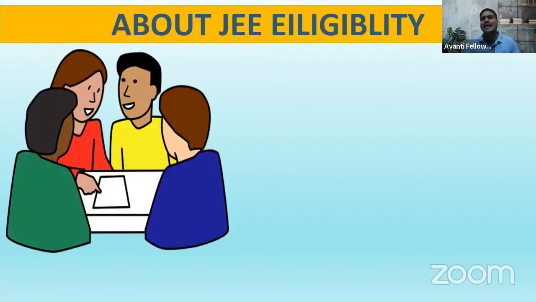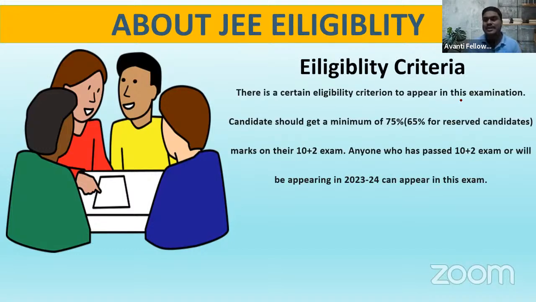Okay. So let's quickly see the JEE eligibility or NEET eligibility criteria. Who is eligible for this exam or not? The eligibility criteria is very simple. Candidates should get a minimum of 75%, or 65% for reserved category candidates, in their 10+2 examination. In your 12th class, you have to get a minimum of 75% marks. Anyone who has passed the 10+2 exam or will be appearing in 2023-24 can appear in this exam.